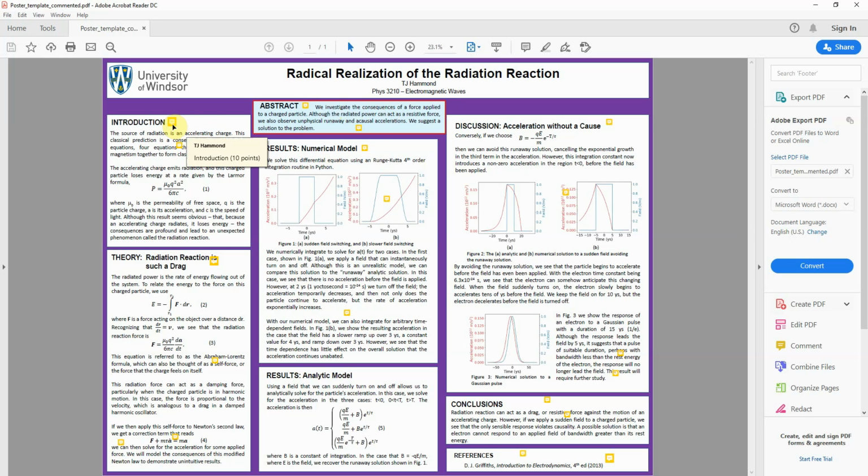All right, so onto the introduction. The introduction is 10 points. You want to introduce the problem. So I discuss that the source of radiation is an accelerating charge. And then I go a little bit off topic. This classical prediction is a consequence of Maxwell's equations. As we now all know, Maxwell's equations predict that an accelerating charge is the source of radiation. But this is actually fairly inconsequential to what's going on. We don't further talk about Maxwell's equations in this. It is important to talk about the power that's radiated from an accelerating charge.